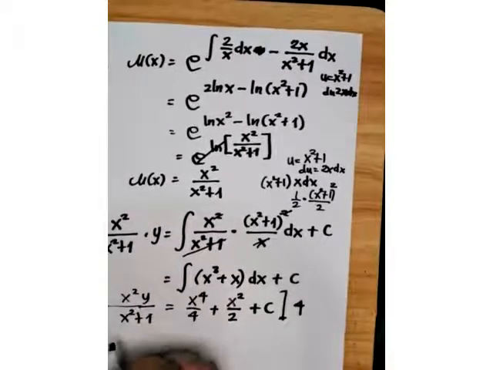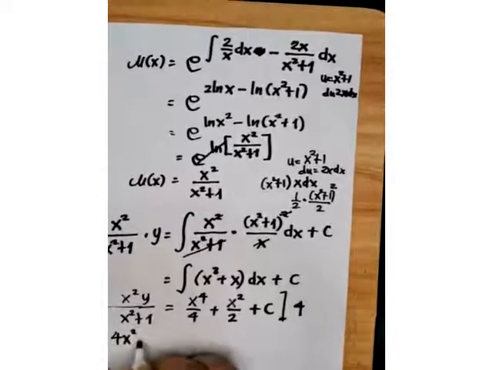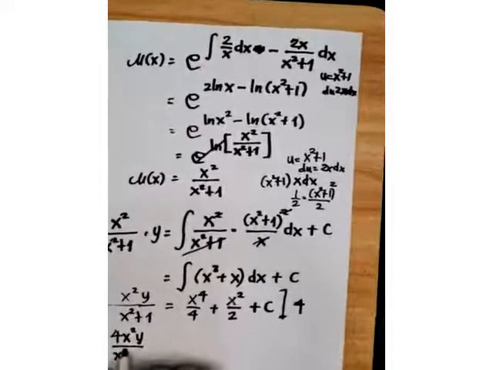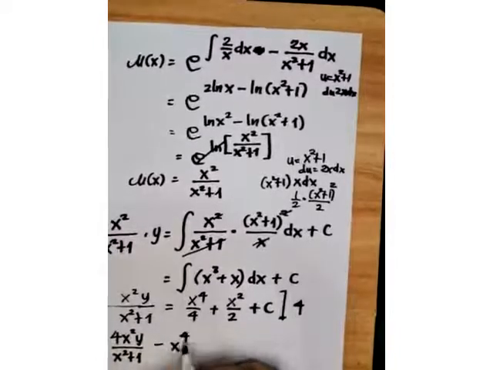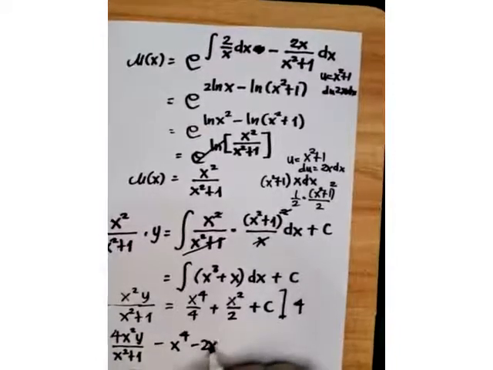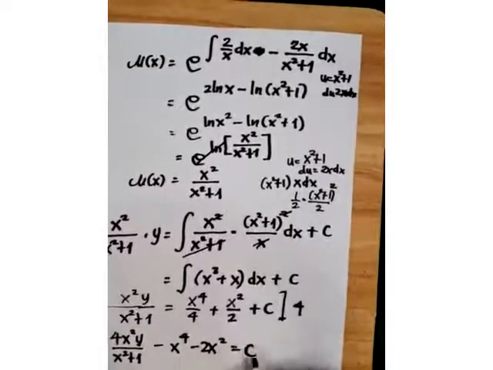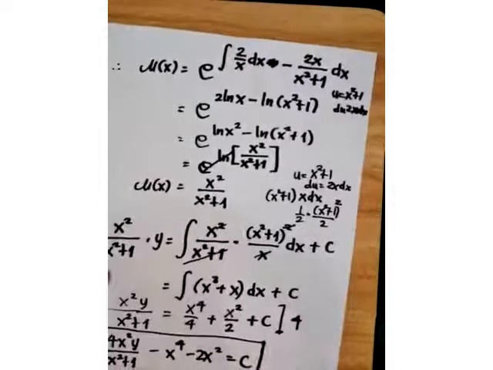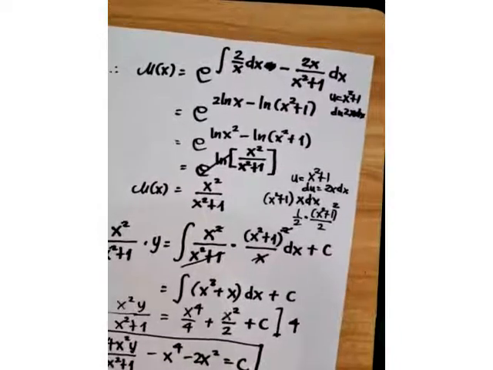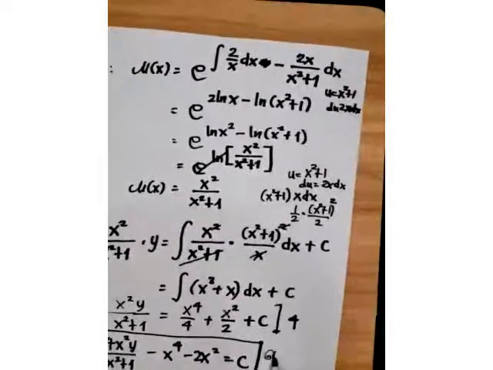Okay, so we'll have 4 x squared y over x squared plus 1. Transpose ko na. Minus x to the 4th minus 2x squared is equal to c. Okay, so this is our general solution.